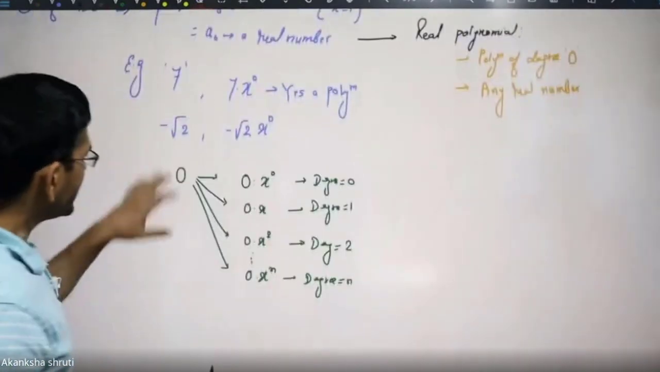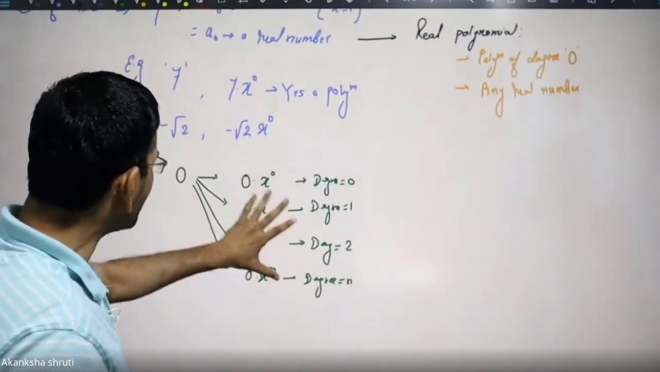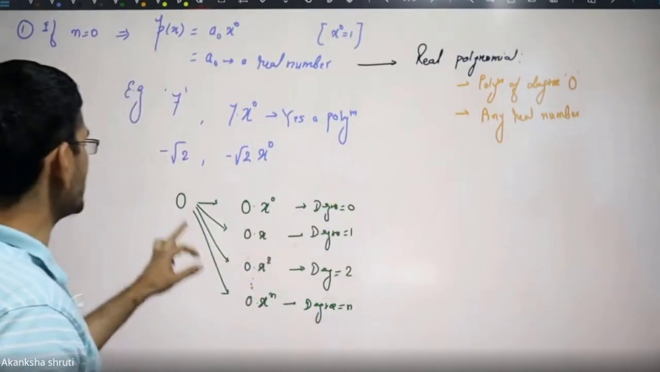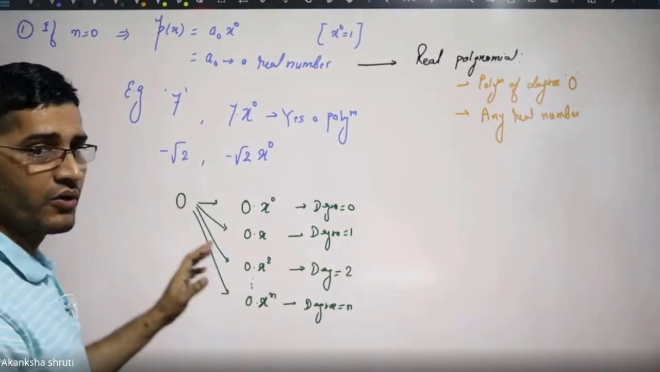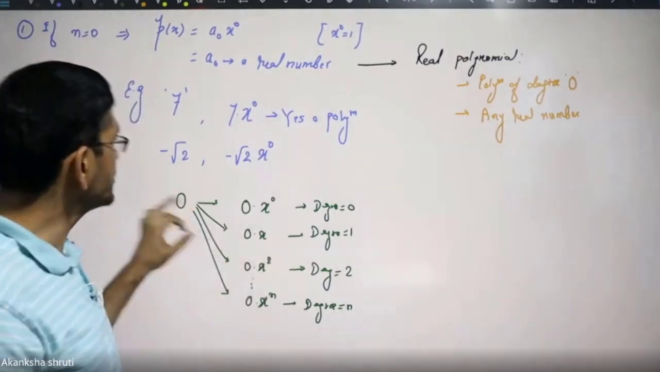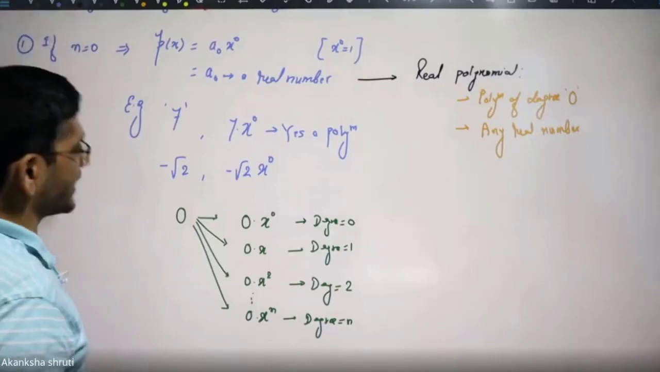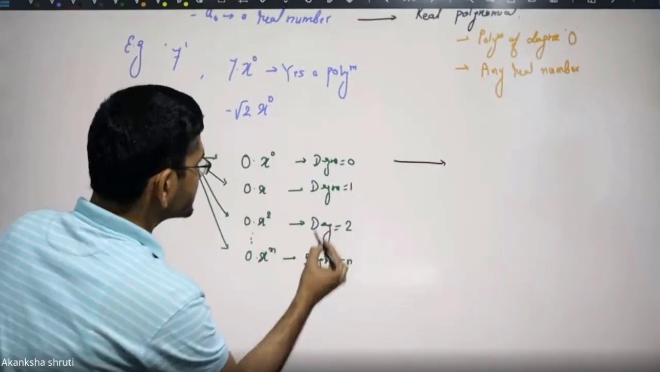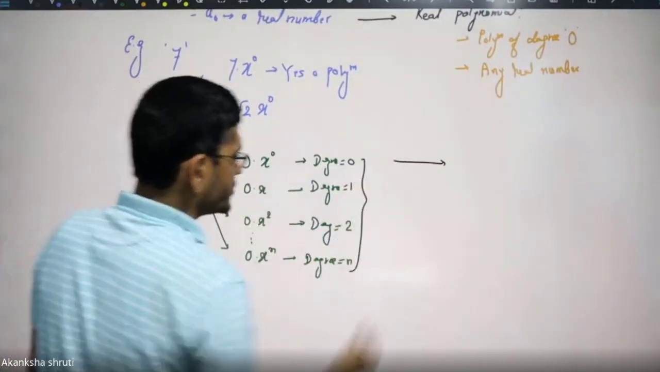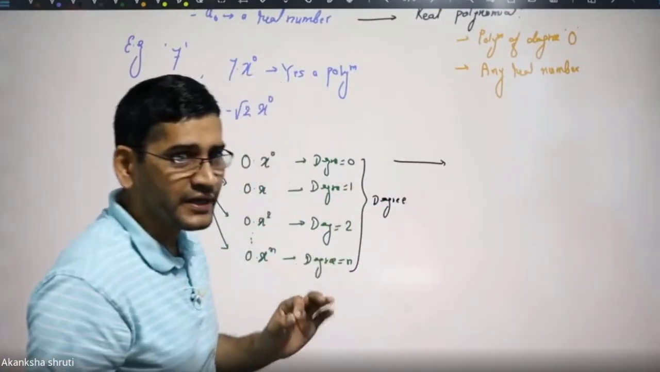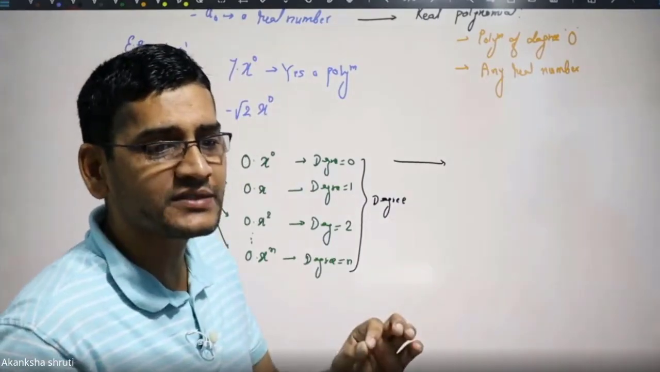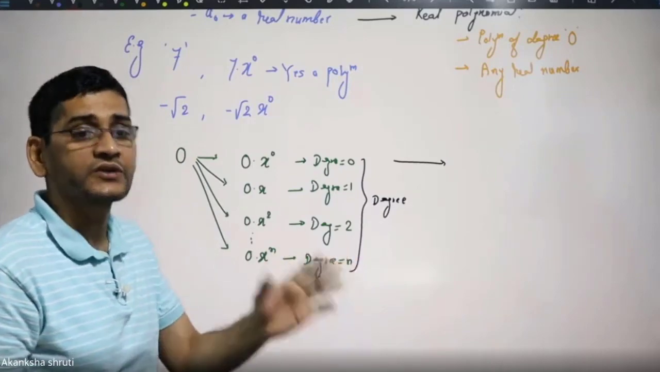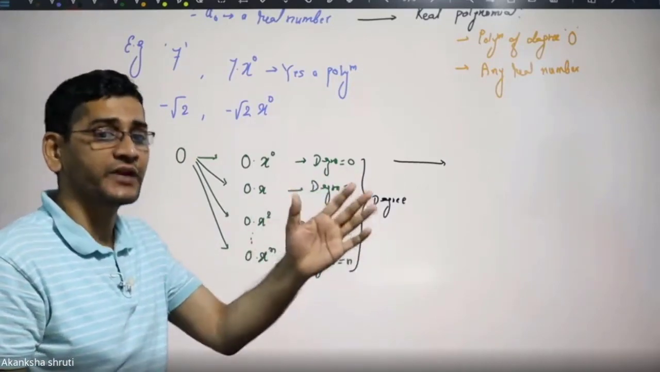So because of this ambiguity, what will be the degree of the polynomial? This 0, we are keeping in a separate category called the 0 polynomial. So in this case, degree cannot be stated, degree cannot be determined, means degree is not unique, not a particular one, degree cannot be told.